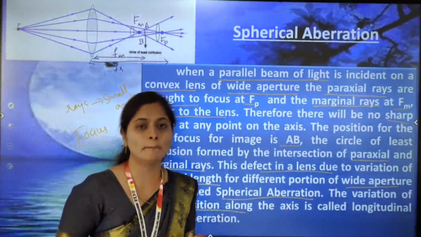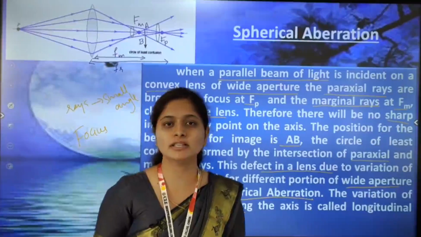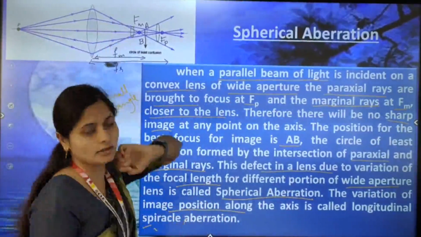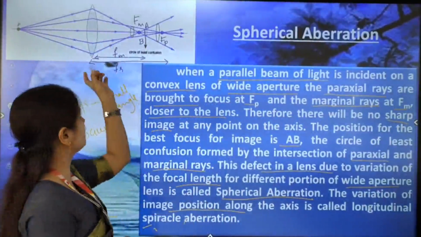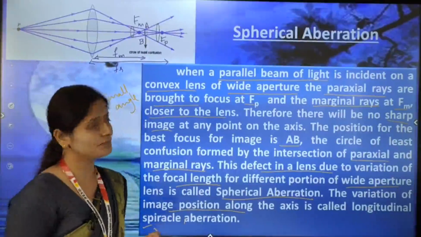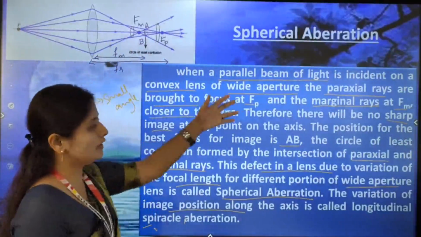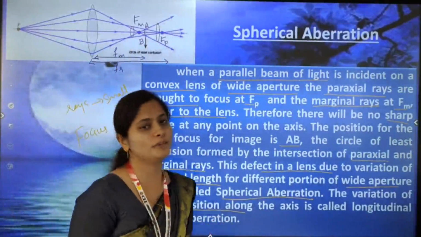And the next one is marginal rays. Marginal rays means the rays which are incident at the edge of the object. Here our object is the convex lens. So we are getting FM and FP. Next, what happened? There will be no sharp image formed.